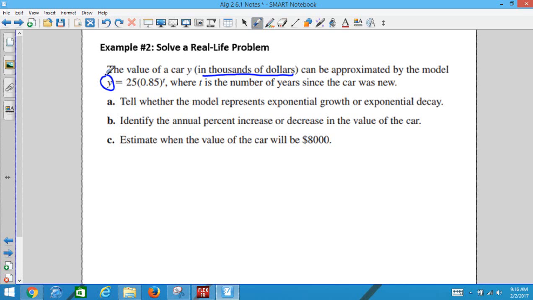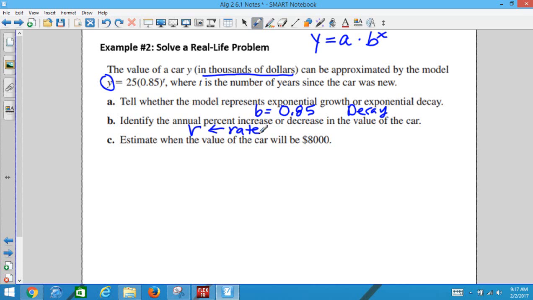So there's two values. This is the exponential equation. We need the b value. What's the b value? It's 0.85. So is 0.85 growth or decay? That's decay. And we also think about it, and we just talked about, don't cars go down in value? Identify the annual percent increase or decrease in the value of the car. So the annual increase or decrease, that is going to be our R. We need to find the rate.